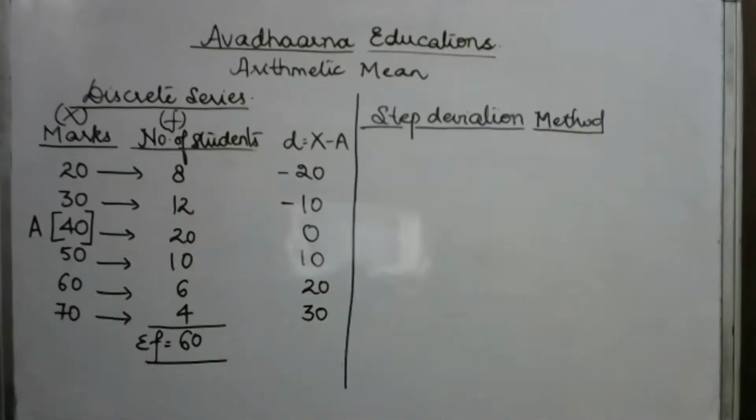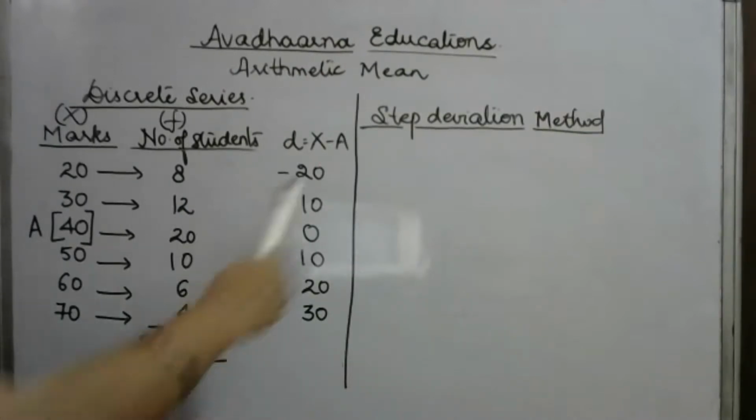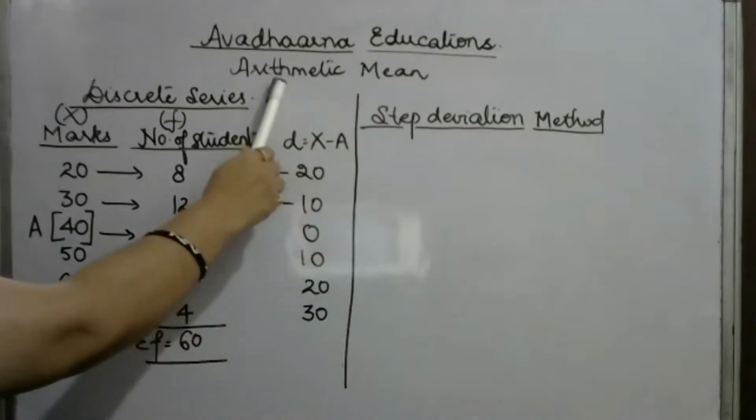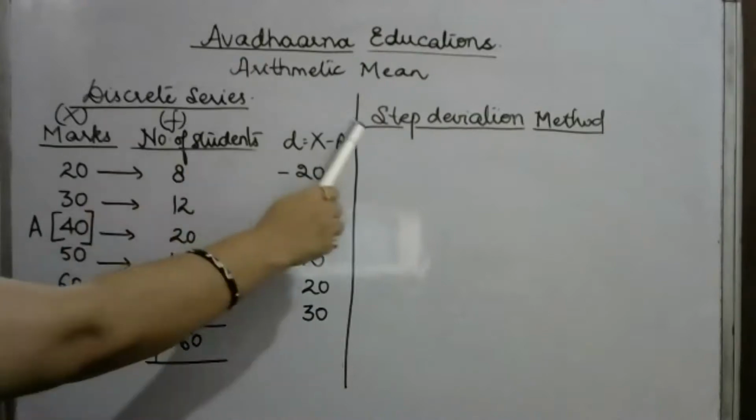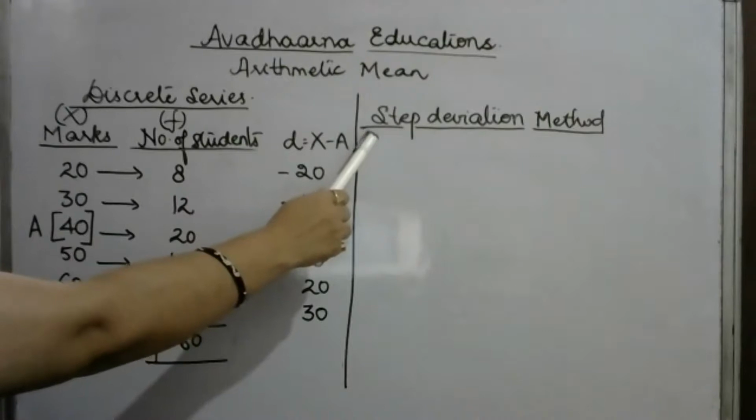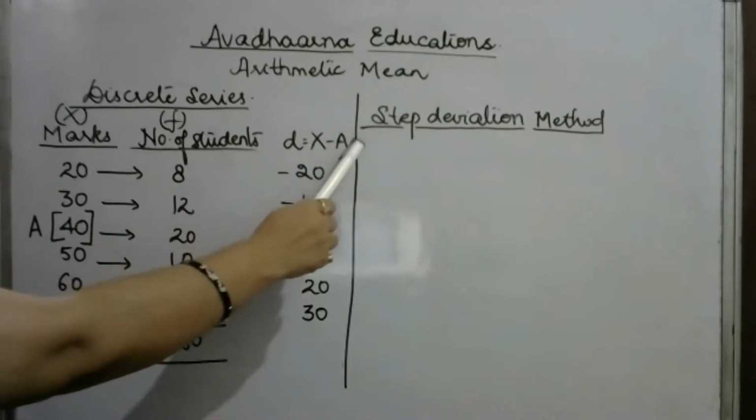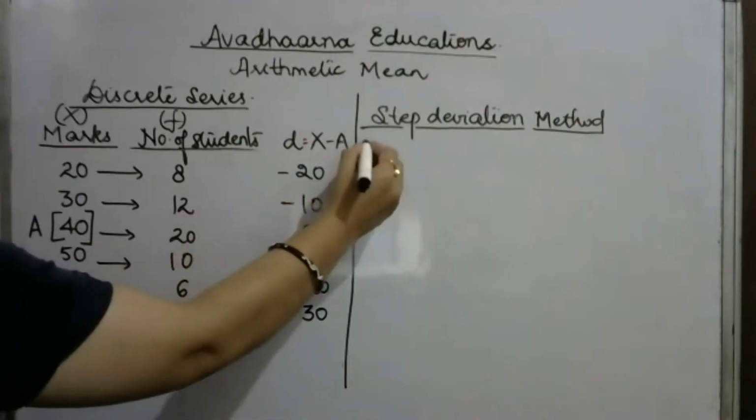Now let's move to the last method of calculating arithmetic mean in case of discrete series, and this last method is step deviation method. There is only one step extra. Let's write the algorithm first.